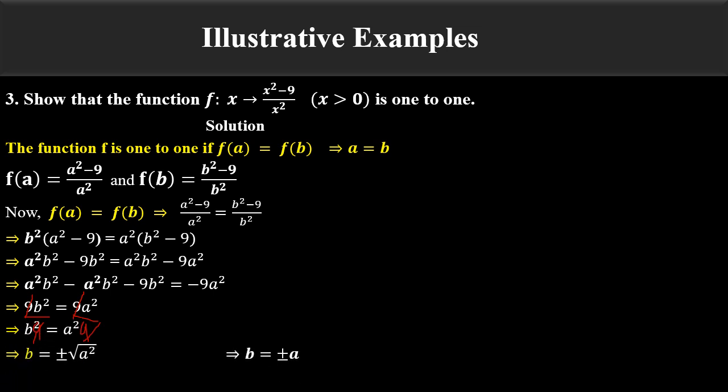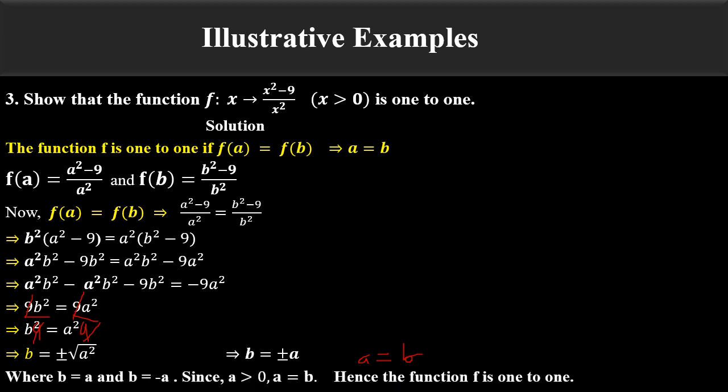So this is what we have there. So we have that b equals plus or minus the square root of a squared, and b equals plus or minus a. Remember we said earlier on that the value of x is greater than 0. Therefore, we say that a equals b. Okay, it's important. We will not consider the negative aspect of the values because x is greater than 0. Yes, therefore the function is 1-to-1.